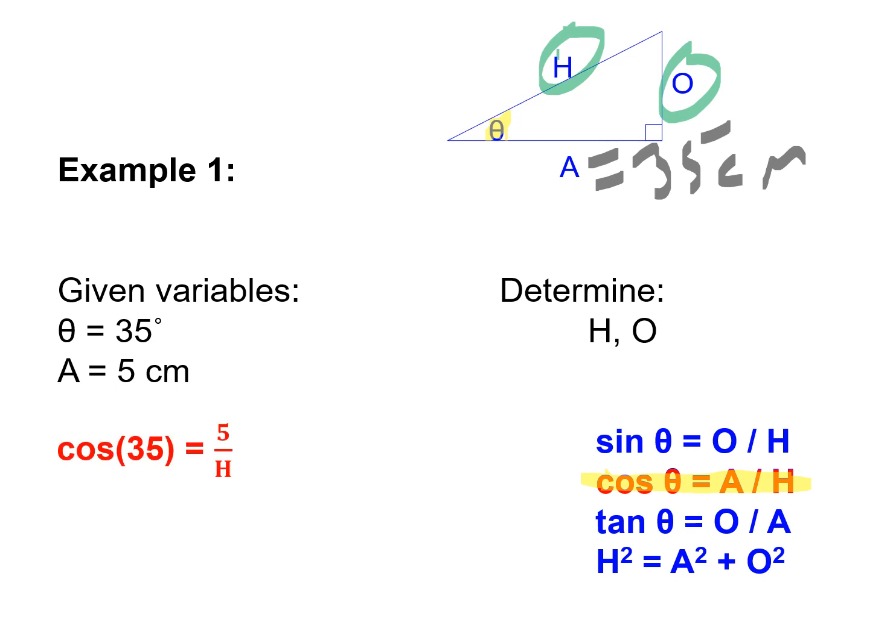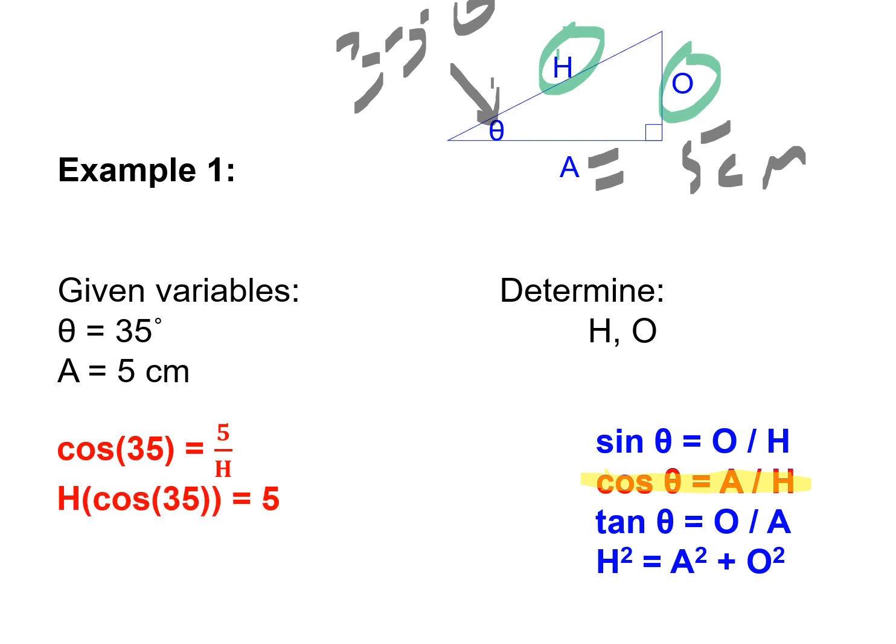Cosine of 35 is equal to 5 over H. And I just realized that for one reason or another, I put 35 instead of 5, because my eyes did a thing. Theta is equal to 35 degrees. Oops. Degrees. Sorry, my handwriting's sloppy. Okay, so the cosine of 35 degrees is equal to A over H. A is 5. So we have this equation right here. The cosine of 35 is equal to 5 over H.